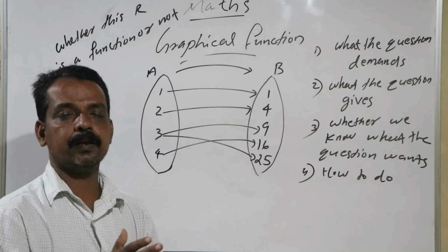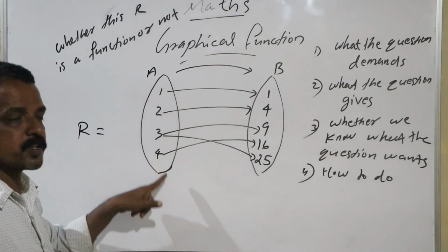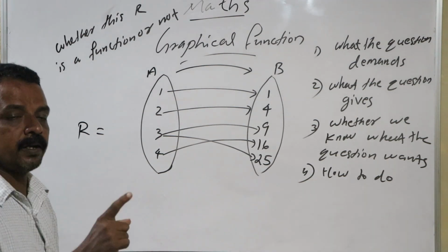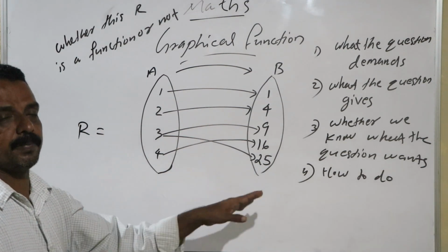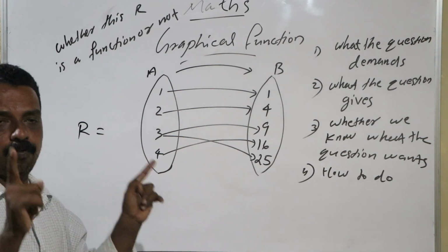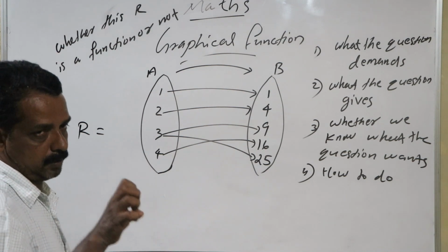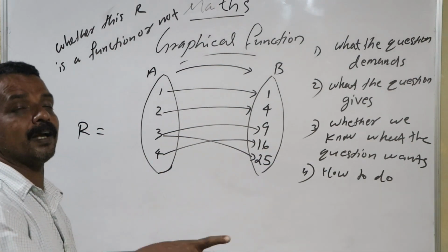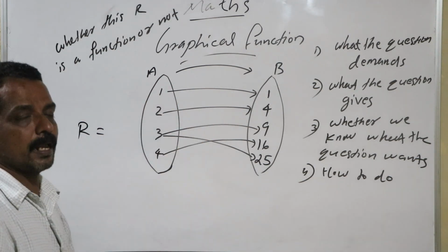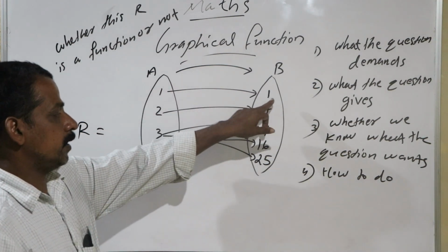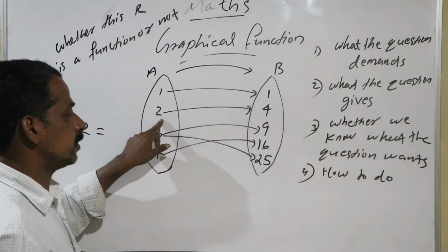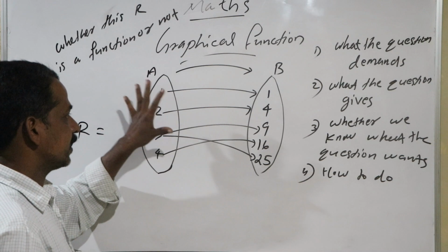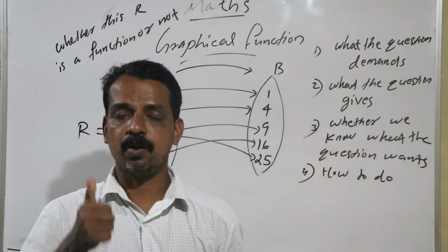When a relation becomes a function, all elements in set A have one and only one image in set B. Here 1, 2, 3, 4 are the four elements in set A. Each element must have one and only one image in set B. 1 has one image in set B, that is 1. 2 has one image, 4. 3 has two images, 9 and 25. So this relation is not a function.